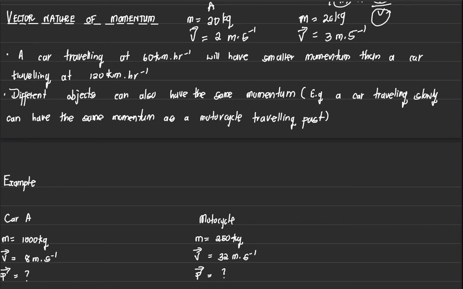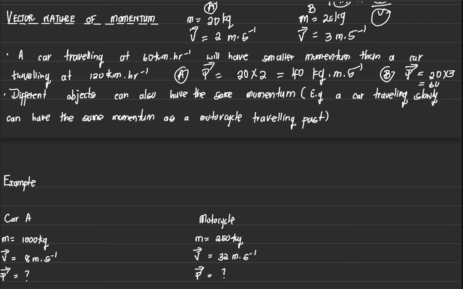Let's say this one is car A and this one is car B. So for car A, its momentum is going to be equal to 20 multiplied by 2, which is equal to 40 kilogram meters per second. That's for car A. And then if you go to car B, its momentum is going to be equal to 20 multiplied by 3, which is equal to 60 kilogram meters per second.